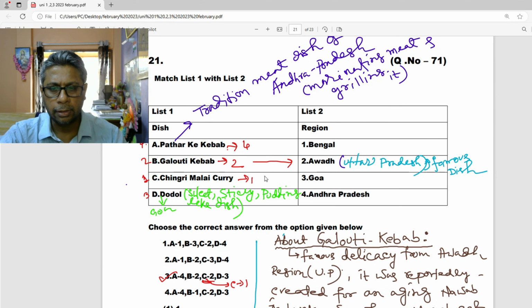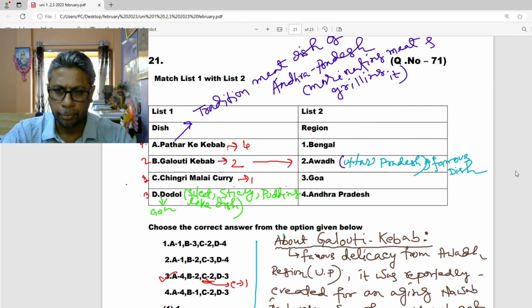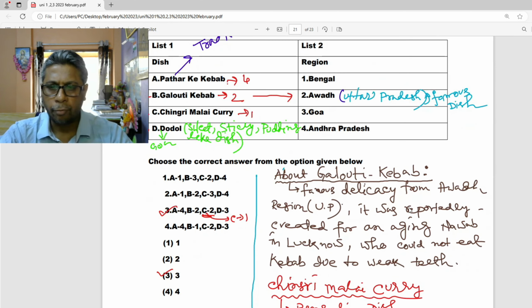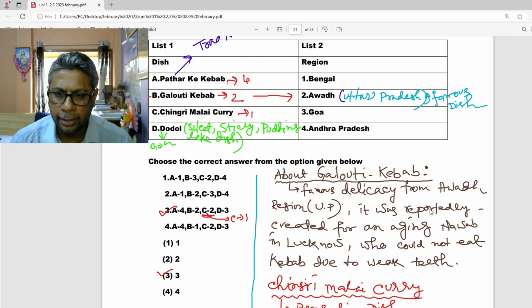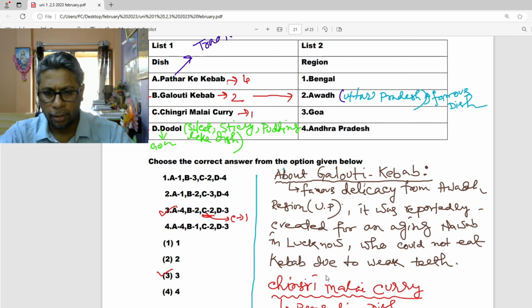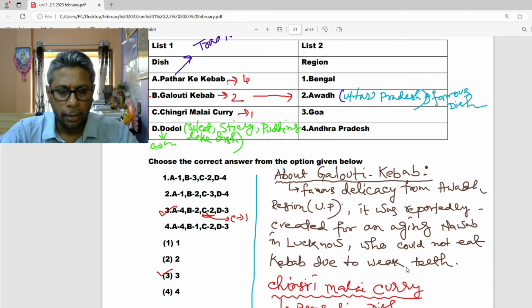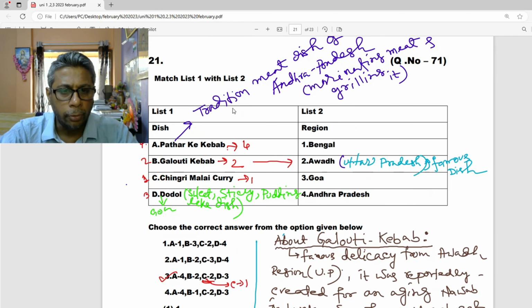Galauti kebab is a famous dish and delicacy from the Ayodhya region, Uttar Pradesh. It was reportedly created for an aging Nawab in Lucknow who could not eat kebab due to weak teeth. So, Galauti kebab, the famous dish of Ayodhya and Uttar Pradesh.